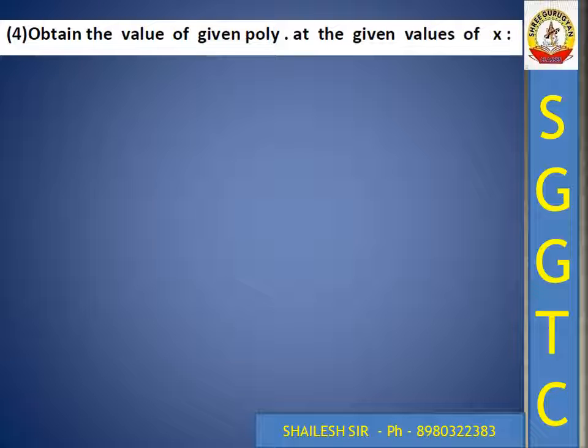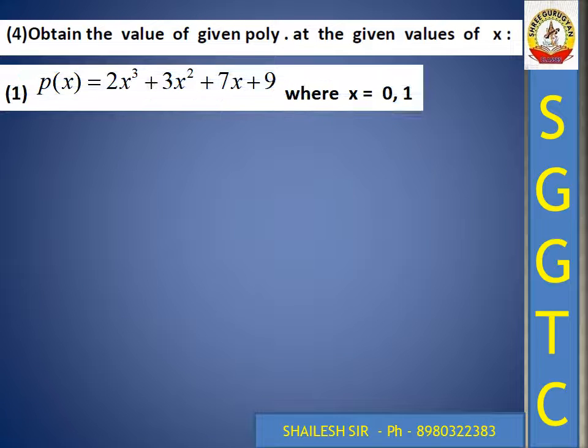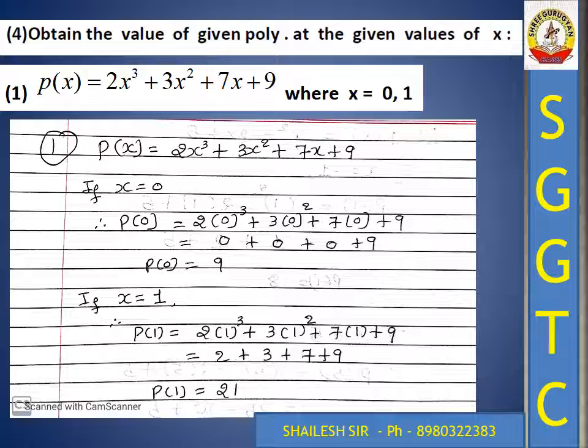Now next, move ahead. Obtain the values of the given polynomials for the particular given values of x. Students, this question is also an extra question not given in your textbook. So, fourth question, the first one. P of x is given as 2x cube, 3x square, 7x plus 9, and it only asks for the value at x equal to 0 and x equal to 1. So, let's start. I am first putting x equal to 0. So definitely putting 0, you get the value 9. In place of x, every place you put the 0 value. Final answer 0 plus 0 plus 0 plus 9. So P0 equal to 9.